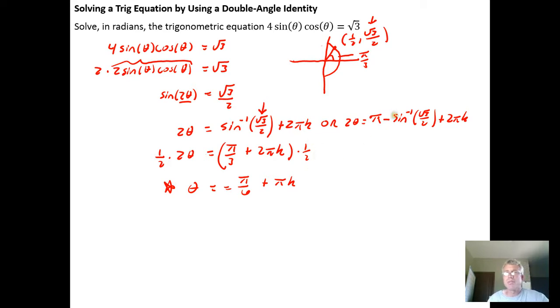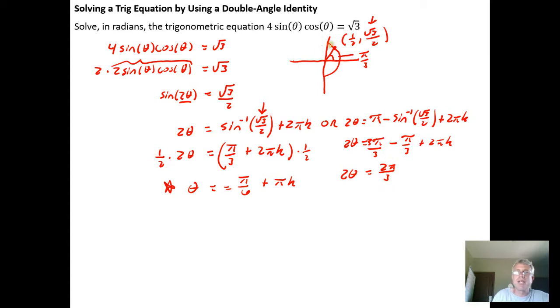And then the other one is going to be 2 theta equals pi minus, what is this angle? Well, we just calculated this angle to be pi over 3. The angle whose sine ratio is root 3 over 2 is the angle pi over 3, so we make a substitution, plus 2 pi k. We get a common denominator so we can combine these two, so twice theta is 3 pi over 3 minus pi over 3, which is 2 pi over 3.